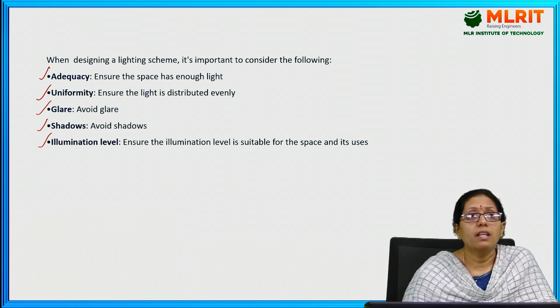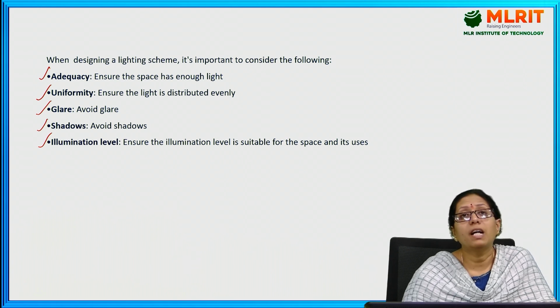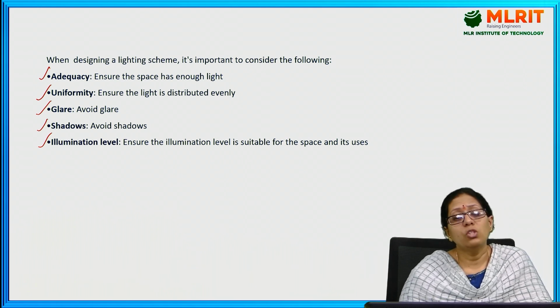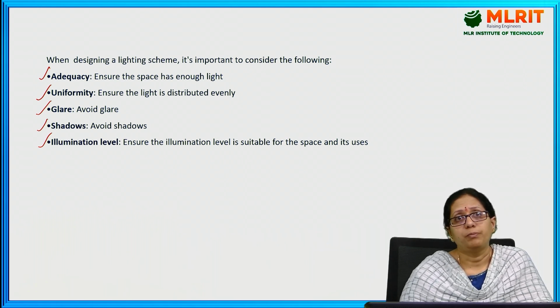So these are the different things to be considered for a good lighting scheme. First one is adequacy. It should be uniform and it should not have any kind of glare. It should not provide shadows and the illumination level should be good.